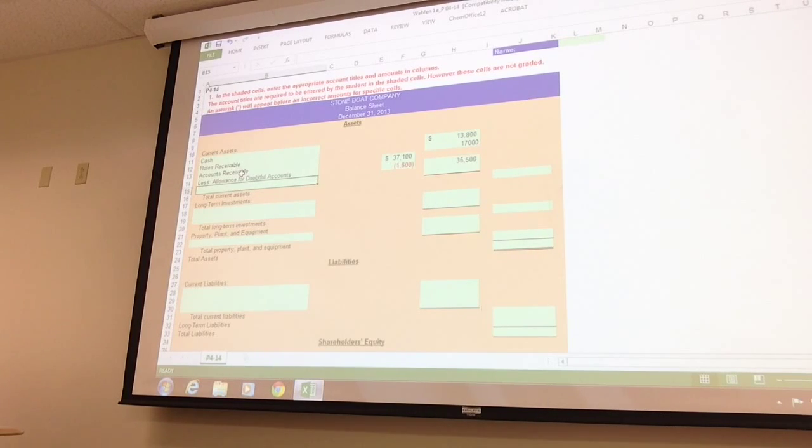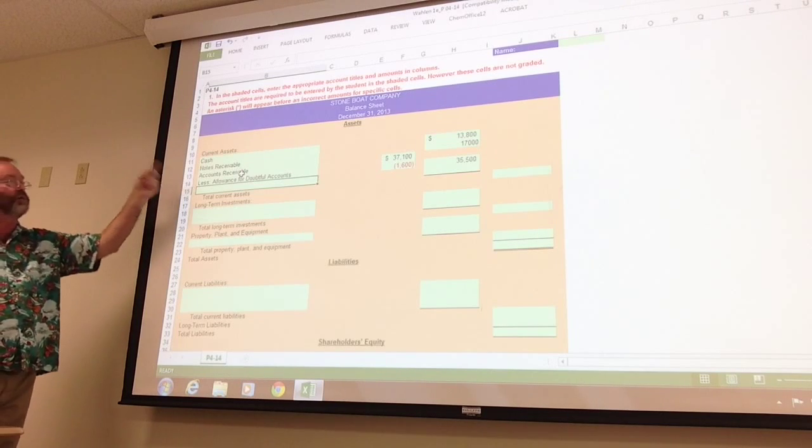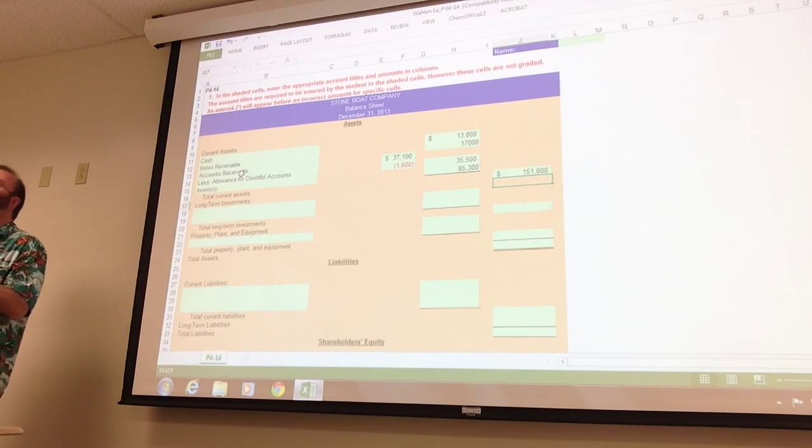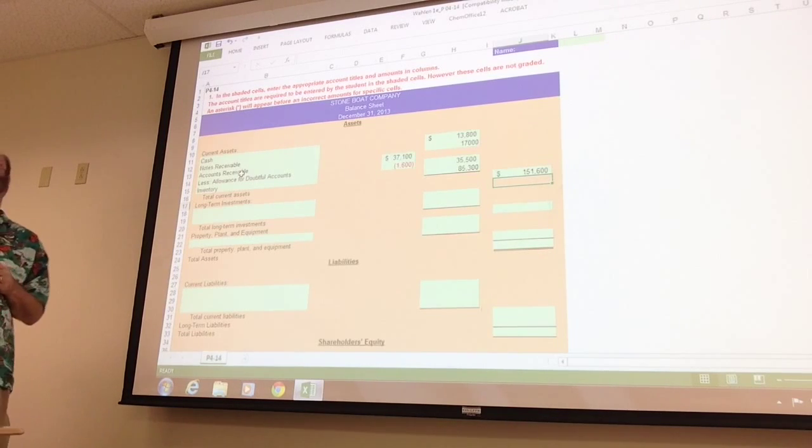And then the last thing of cash, what they're going to turn into cash and what they're going to sell. Once again, this is either a retailer or a wholesaler because they have a single inventory. So the inventory account is $85,300, which gives us total current assets of $151,600. Questions on the current asset section?